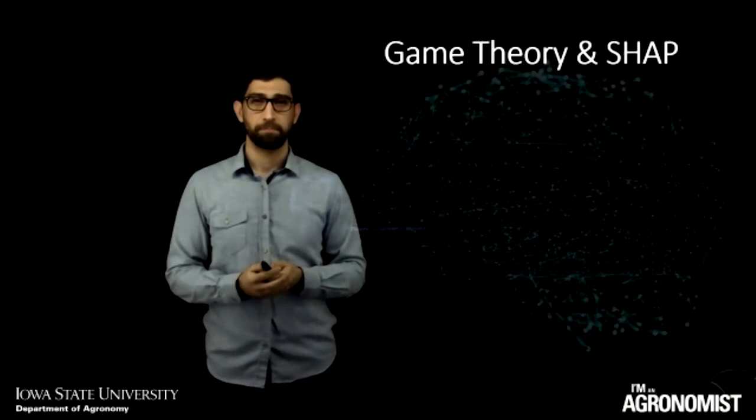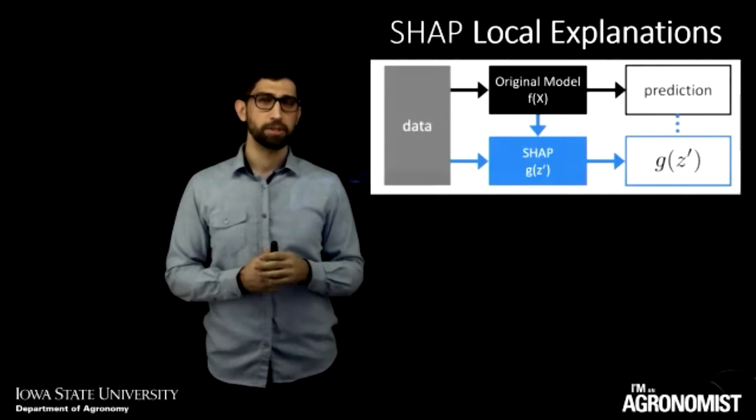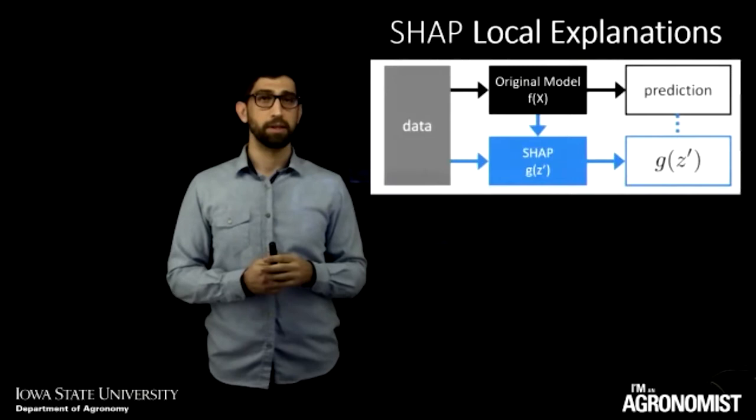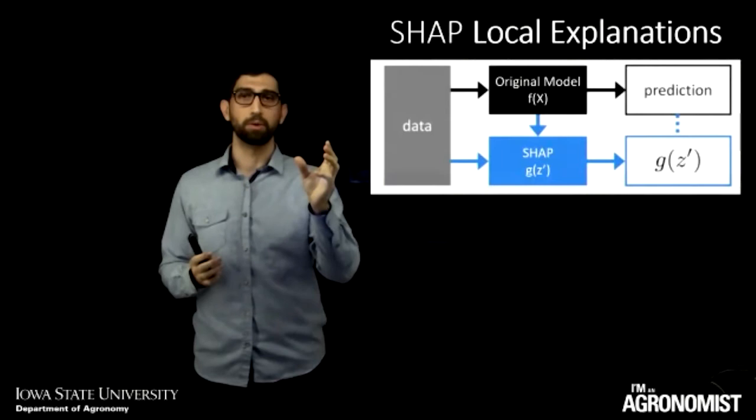Let's continue, and let's talk a little bit about SHAP's local explanations. SHAP provides local explanations by creating a linear model after the original model is trained, without peeking into what is going on inside of the original model. It tries to interpret the black box machine learning algorithm without peeking, and it does so efficiently.